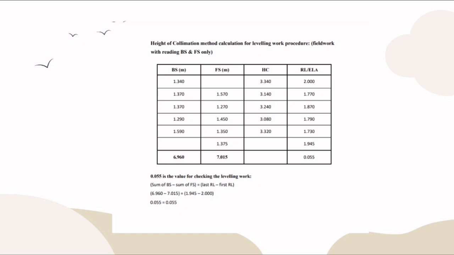For the second calculation, we do the height of collimation method calculation for the levelling work procedure. So, the 0.055 is the value for checking the levelling work. The formula is sum of BS minus sum of FS equals last RL minus first RL, which is 6.960 minus 7.015 equals 1.945 minus 2.00. So, the result is 0.055 equals 0.055.